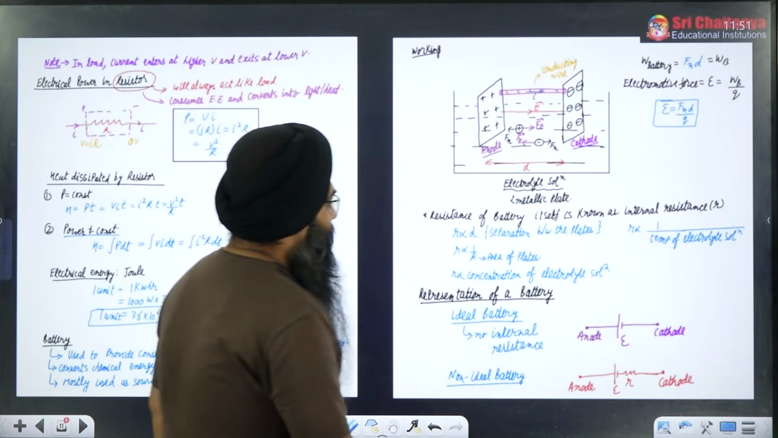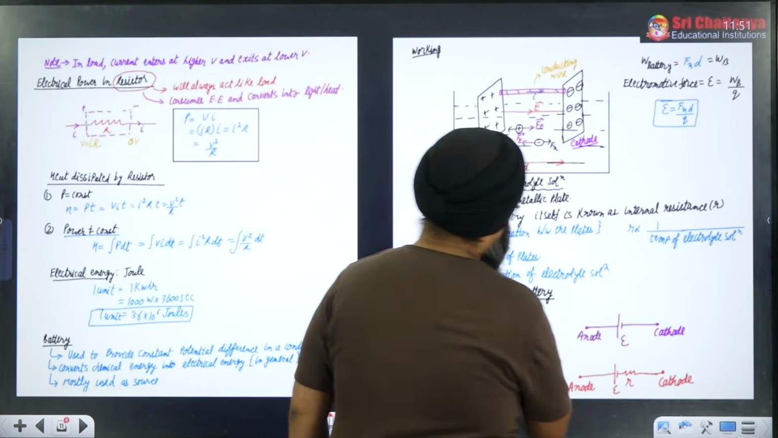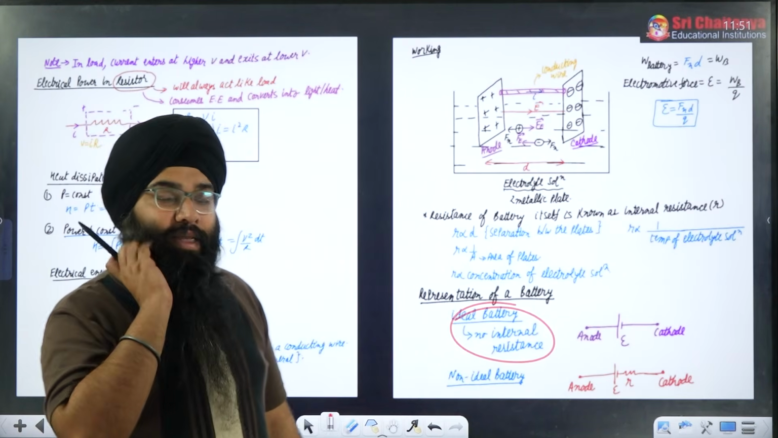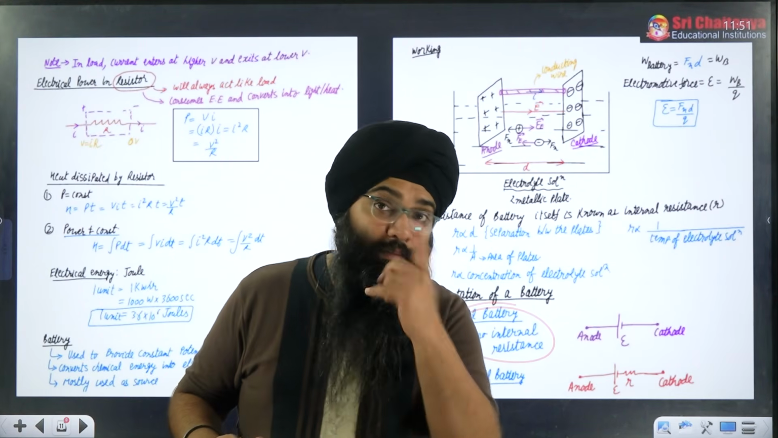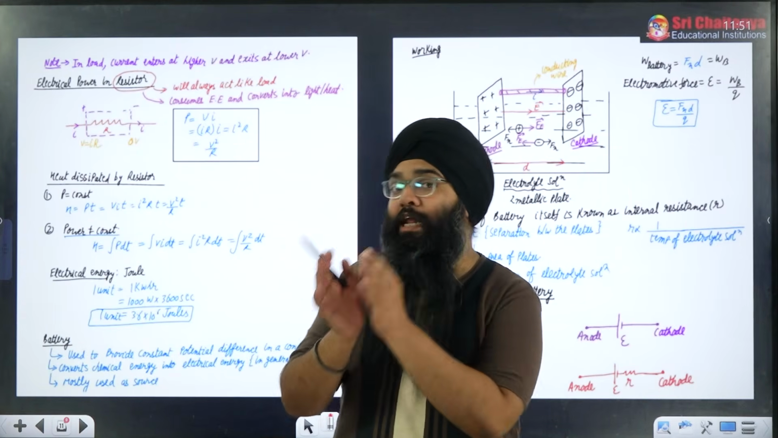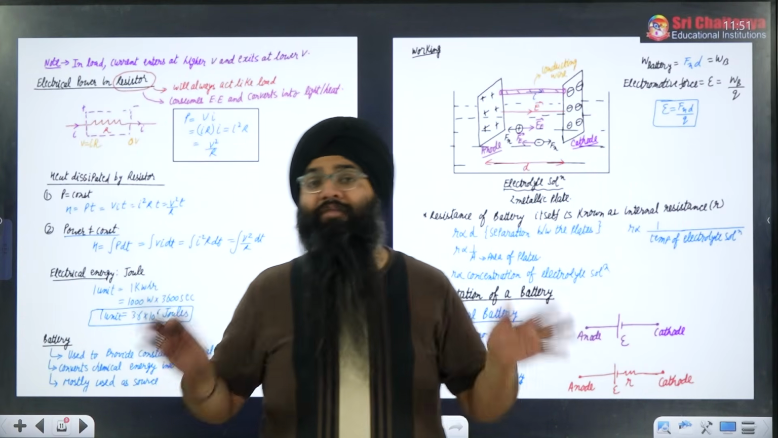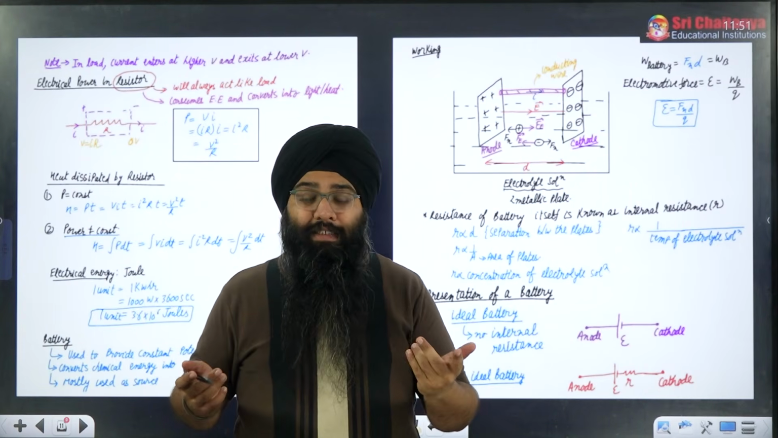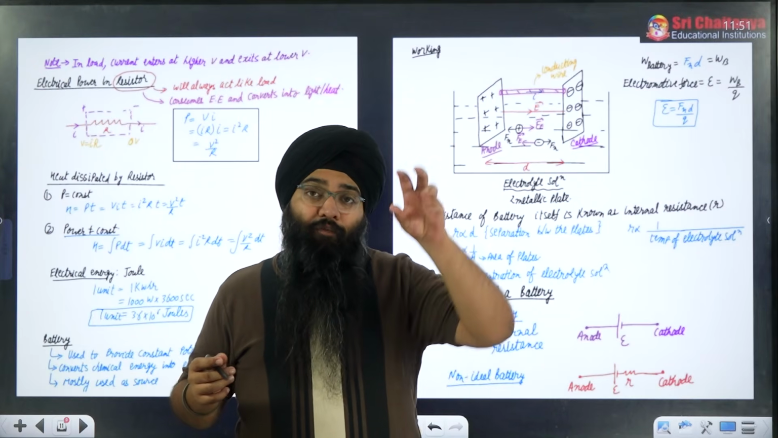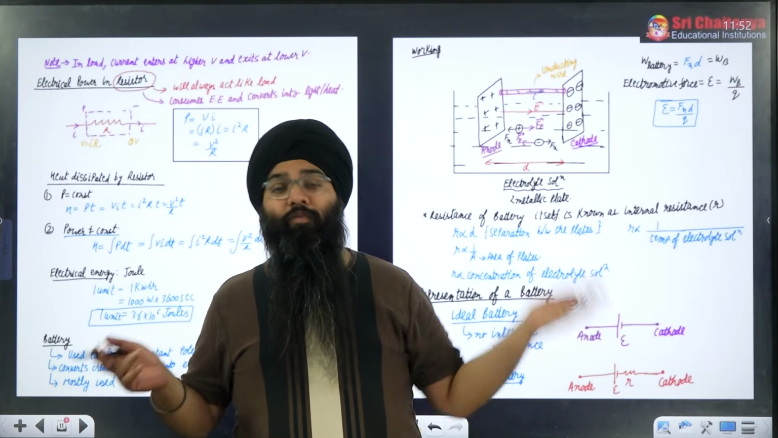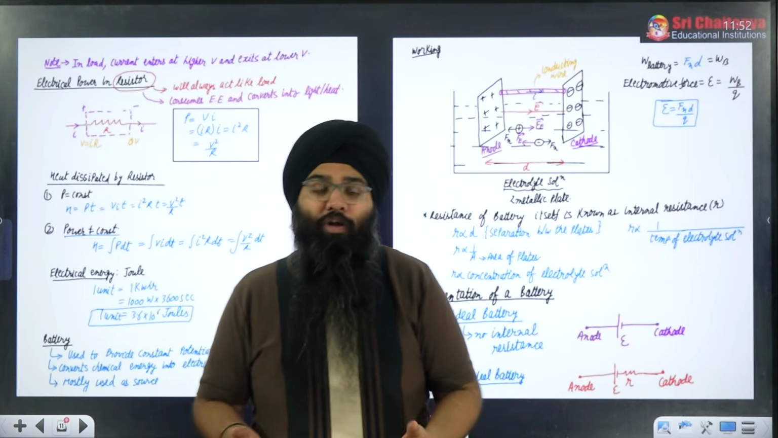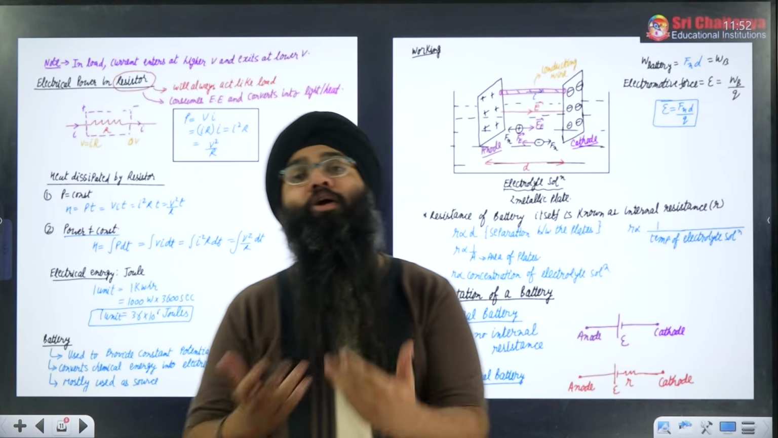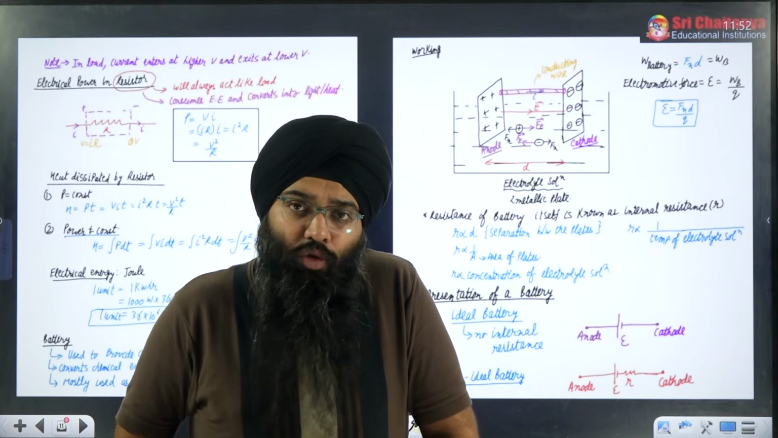How to represent a battery? An ideal battery means there will be no internal resistance. Now tell me one thing: if you consider an ideal battery which does not have any internal resistance, can I say that in that case the terminal voltage will be equal to the EMF of the battery? Yes, we can say that, because in that case there will be no potential drop across the internal resistance, as there is no internal resistance.